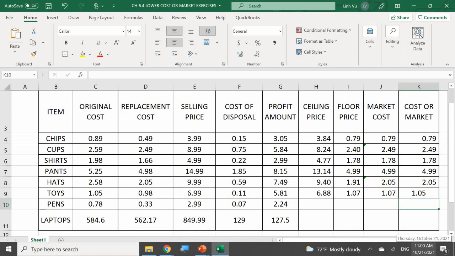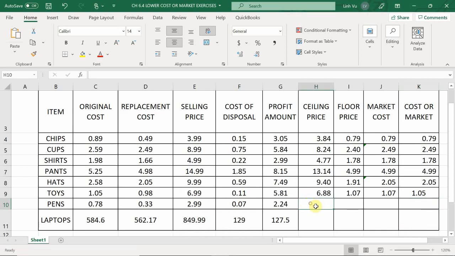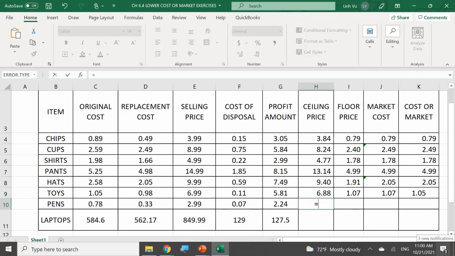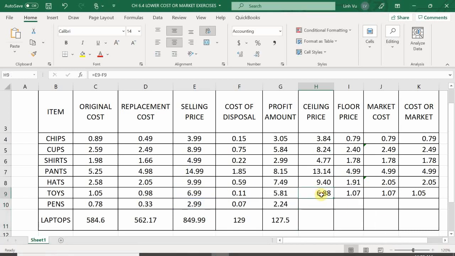All right. So now we've got some pens. I bought them for 78 cents. They're now worth 33. Okay. And of course, I sell them at $2.99, and it costs 7 cents to dispose, and the amount of profit is $2.24. So, once again, what is my ceiling price? $2.99 minus 7 cents, which is $2.92.